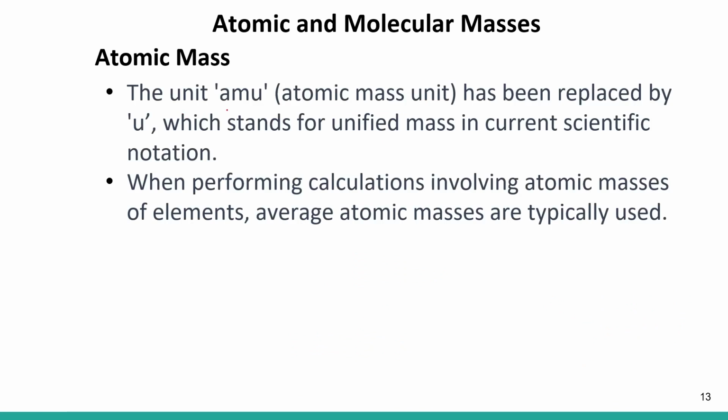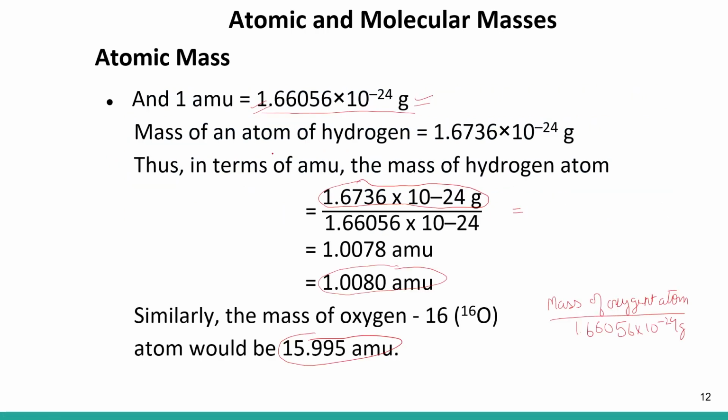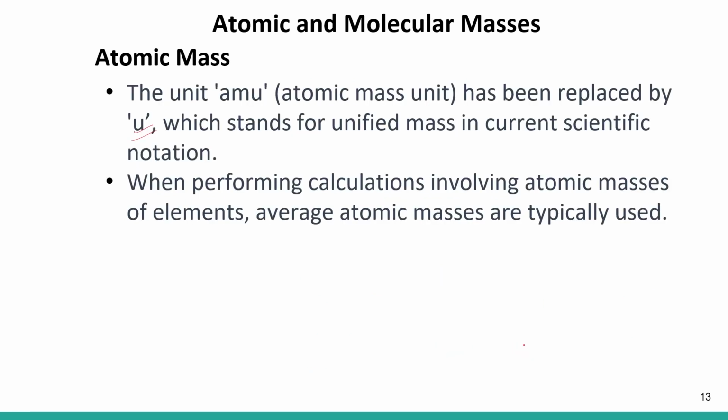The unit atomic mass unit was later replaced by U. So instead of writing 15.995 AMU, or approximately 16 AMU, we can write it as 16 U. When performing calculations involving atomic mass, average atomic masses are typically used.